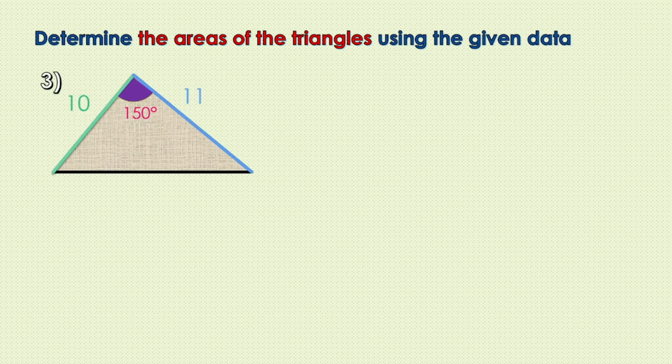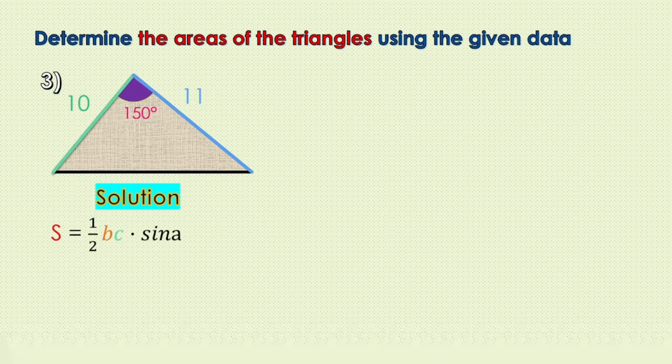The given data is 2 sides and the angle between them. If we have such a picture, then it is better to use this formula. This is when we have 2 sides and the angle between them. This is the area of such a triangle, 1/2 times side B times C times sine alpha. Substitute. We have B, the green side, 10, blue, 11.